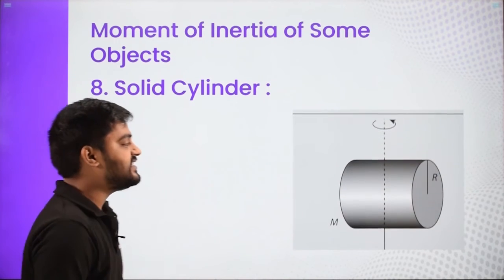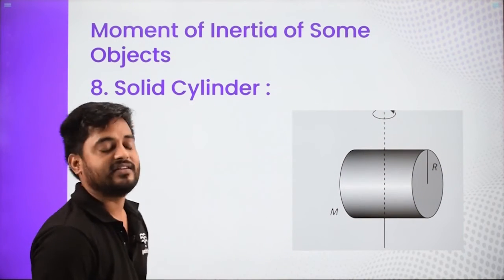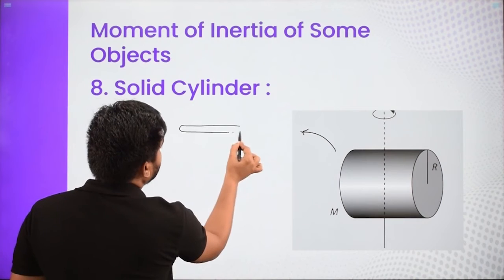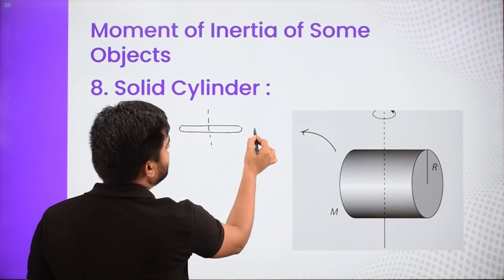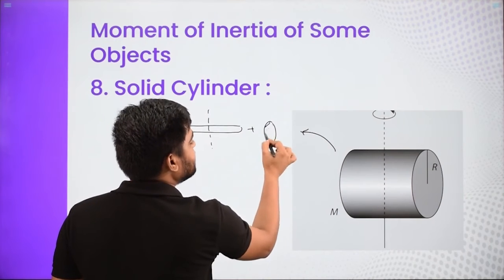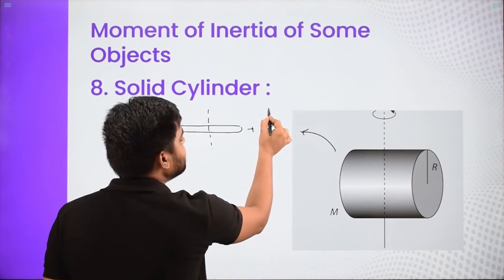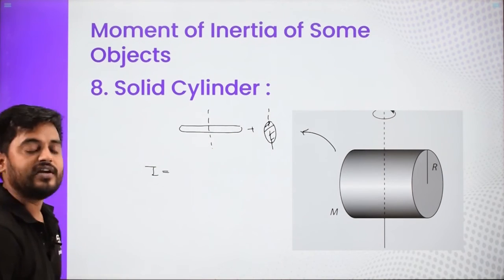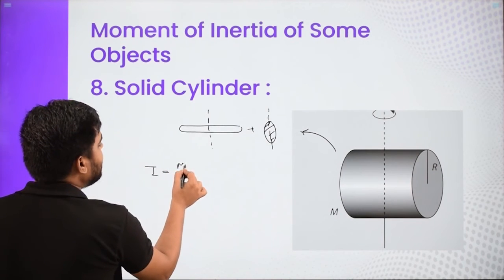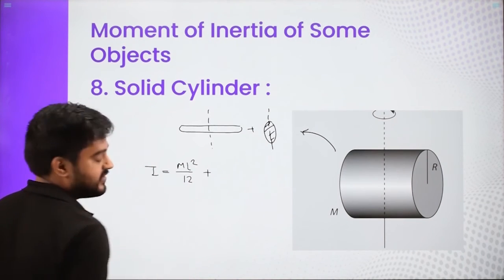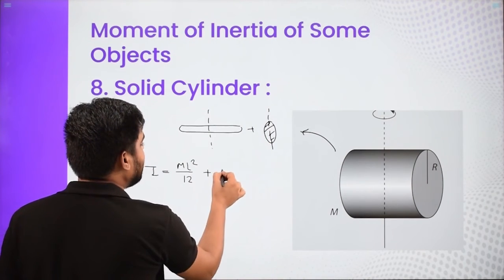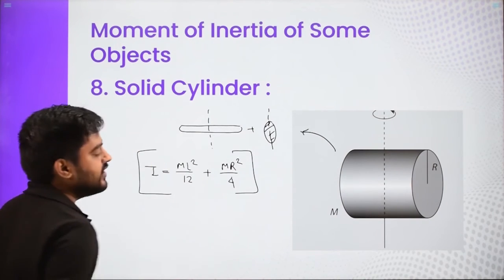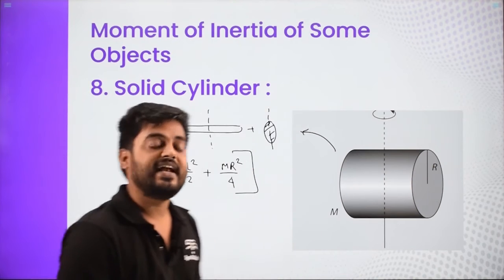There are two more cases. One is this, which is the perpendicular bisector. About this, I will treat it as a rod, an axis which is passing through the middle, and treat it as a disc. Since this is a solid cylinder, this will be a disc, not a ring, and about this axis, the moment of inertia is going to be the moment of inertia of a rod about its perpendicular bisector, which is ml square by 12, plus the moment of inertia of a disc about its diametrical axis, which is mr square by 4. And that is going to be the moment of inertia about this axis for a solid cylinder.